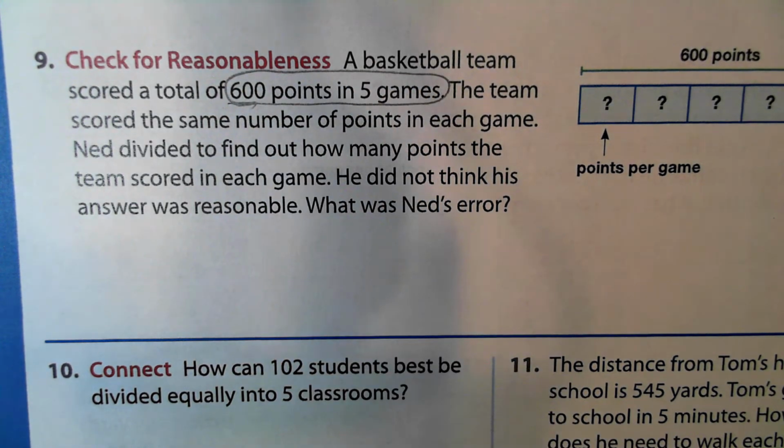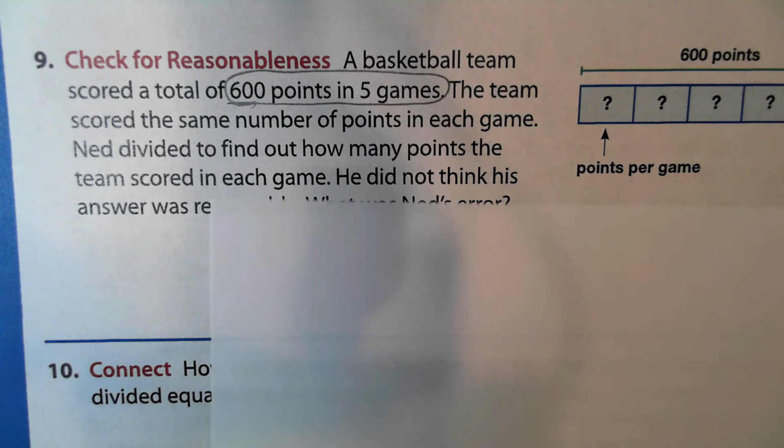Sounds like important information. The team scored the same number of points in each game. Then divided to find out how many points the team scored in each game. He did not think his answer was reasonable. What was his error? Well, before we can even talk about somebody else's error, we have to know what errors they made by dividing ourselves. So let's go ahead and divide our own selves.